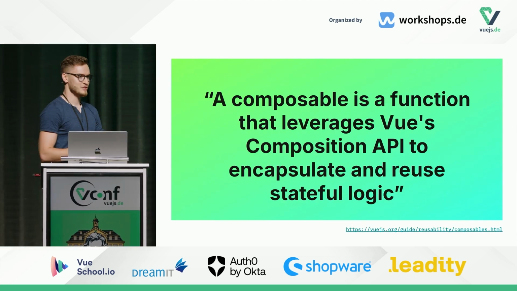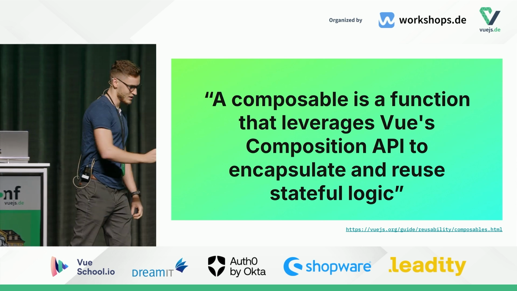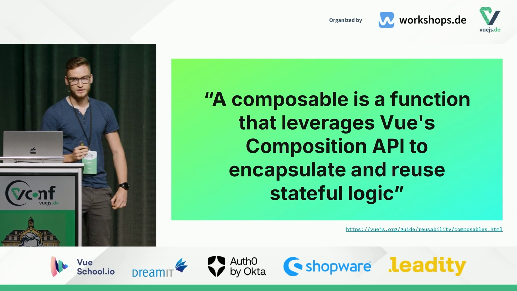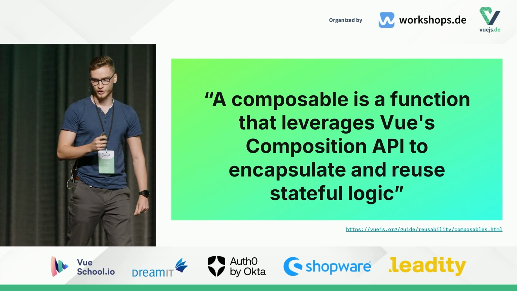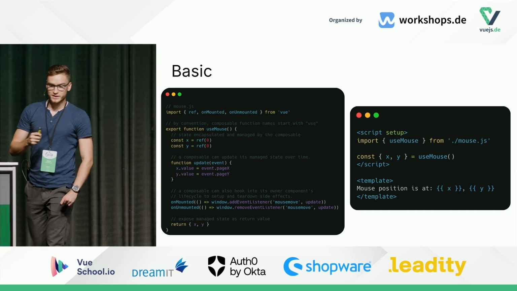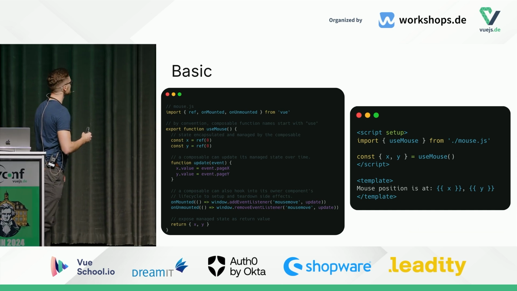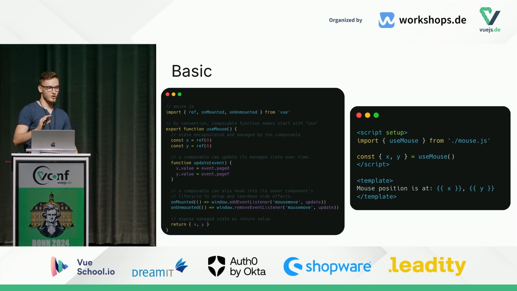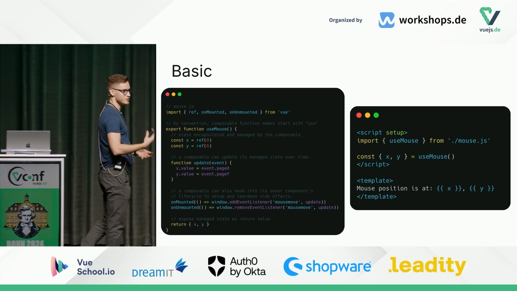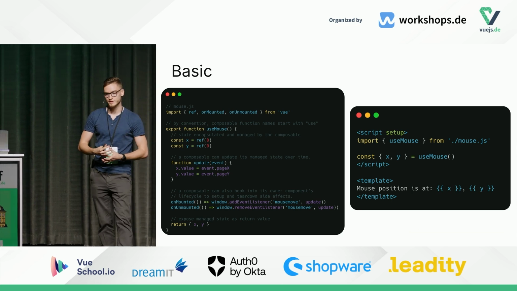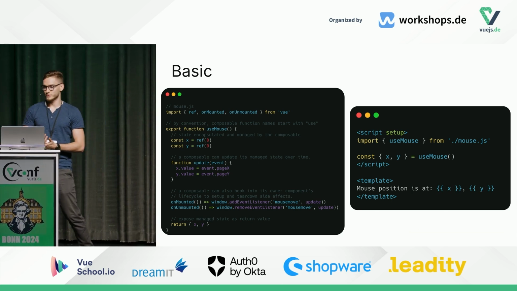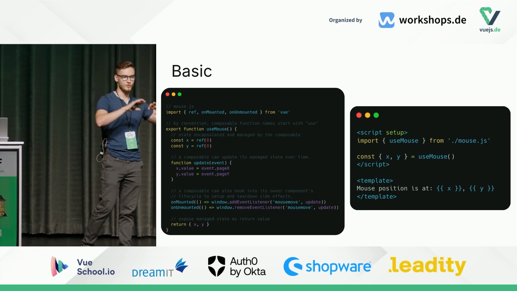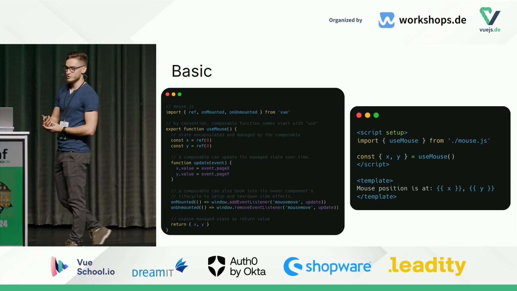So as the Vue.js documentation states, a composable is a function that leverages the Vue Composition API to encapsulate and reuse stateful logic. And we can have an example of that. I'm not sure if the left one is visible, but the next one will be bigger, I promise. So in general, composables are functions that use composition API utilities like refs and lifecycle hooks, and all the goodies from the Vue world in the form of a reusable function.